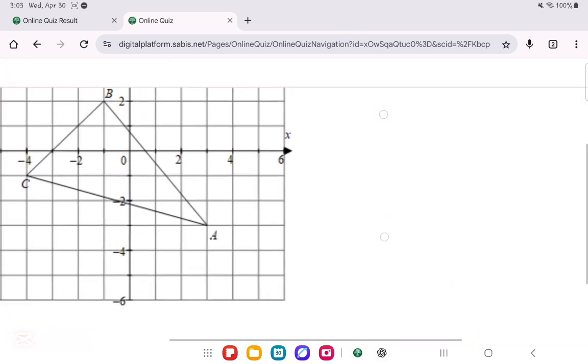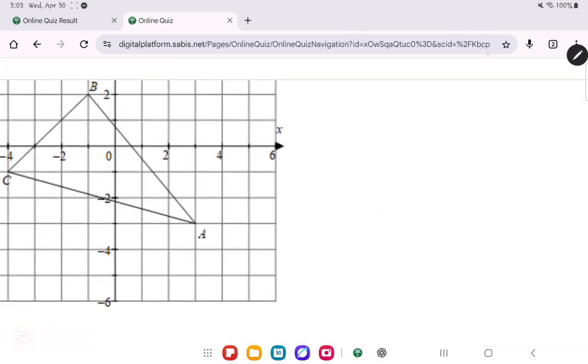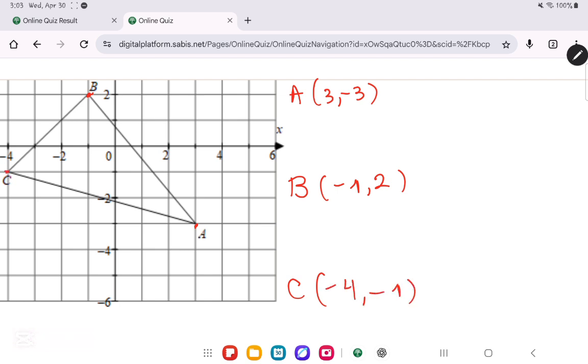Now I'm going to take each of the points. The first point is point A. As you can see on the graph, it is 3, -3. Then point B, which is -1, 2. And finally point C, which is over here, -4, -1.